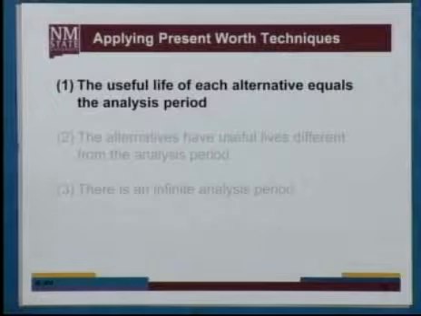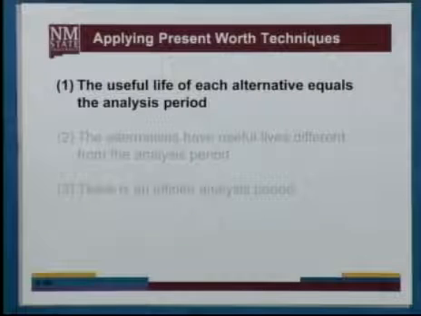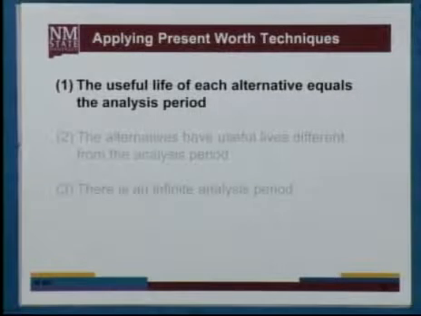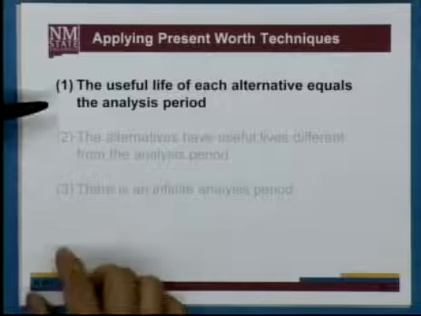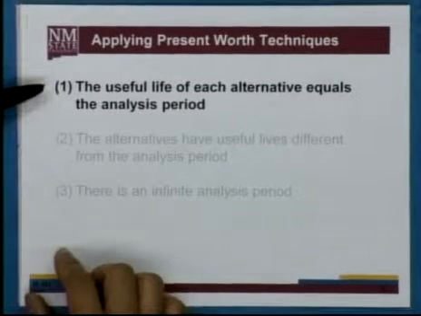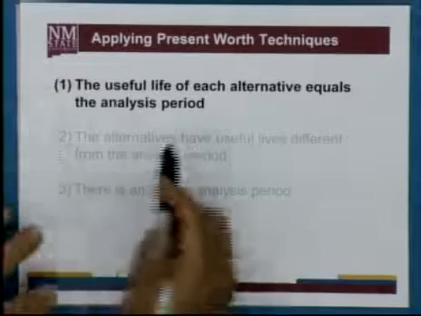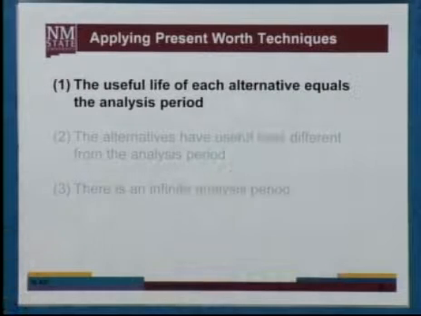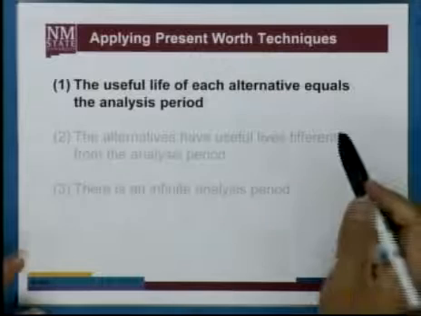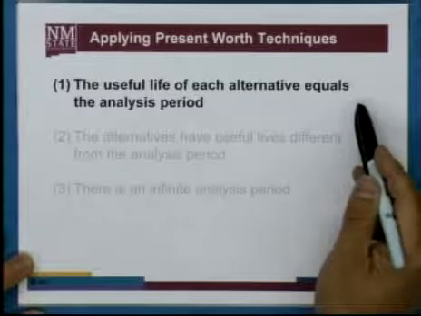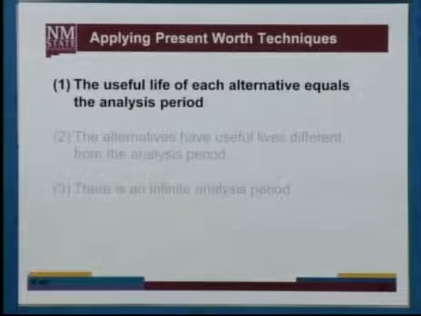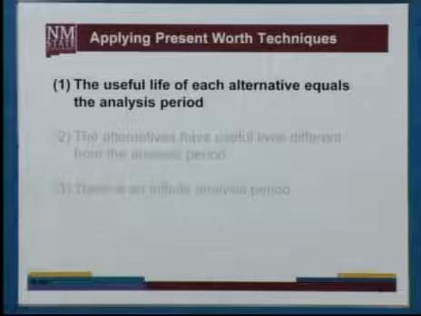And when you apply the present worth analysis, there could be three different analysis period situations. The first case is for each alternative, the useful lives are equal to the analysis period. In that case, the analysis period can simply be the useful life of any alternatives considered.